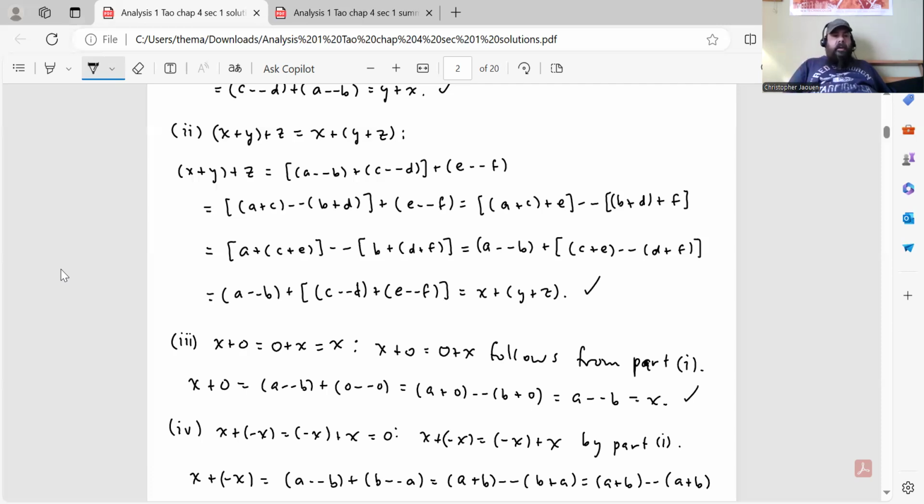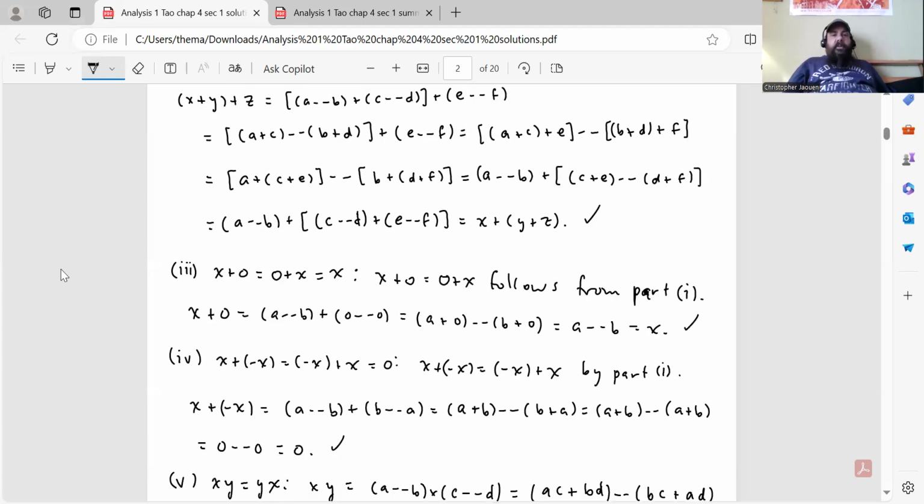That's the same integer as (a plus (c plus e))--(b plus (d plus f)), which is equal to a--b plus (c plus e)--(d plus f), which is equal to a--b plus (c--d plus e--f). That's just by the definition of addition. And obviously that's equal to x plus (y plus z). So addition is associative.